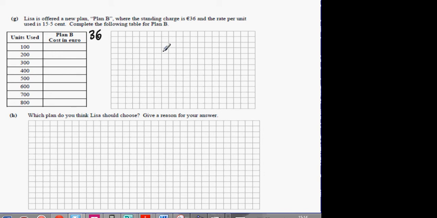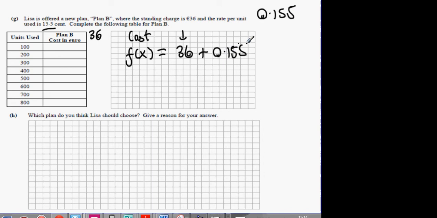Well, guys, look, I have a plan here. I'm going to say that my cost is my function. I'm going to say that 36 is my standing charge, which it is. And then my cost per unit is going to be 15.5 cents. What's that in euro? Can anybody tell me? 0.155. Are you happy with that? 0.155.